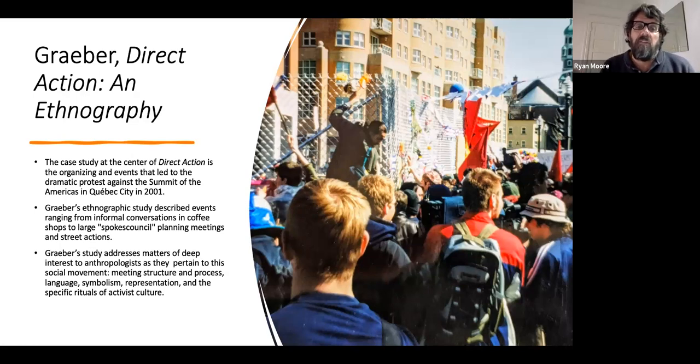Graeber's study addresses these matters of deep interest to anthropology as they pertain to this social movement. So their meeting structure and process, their language, their symbolism, their representation, and the specific rituals of activist culture. So again, he applies these methods that come from anthropology as a social science to trying to understand these movements, where he's not just an observer, but he's also somebody who's part of it, who's a participant.